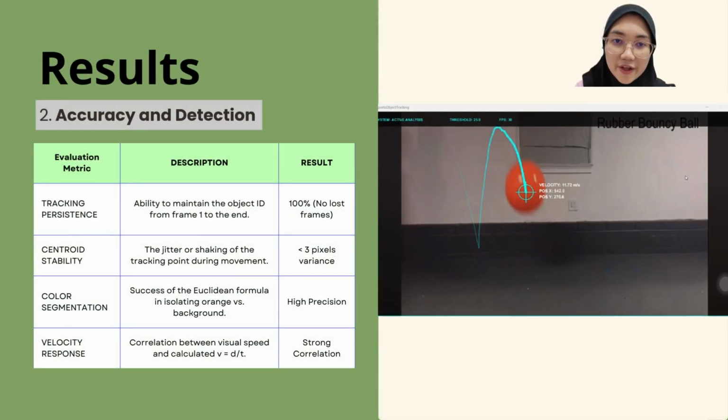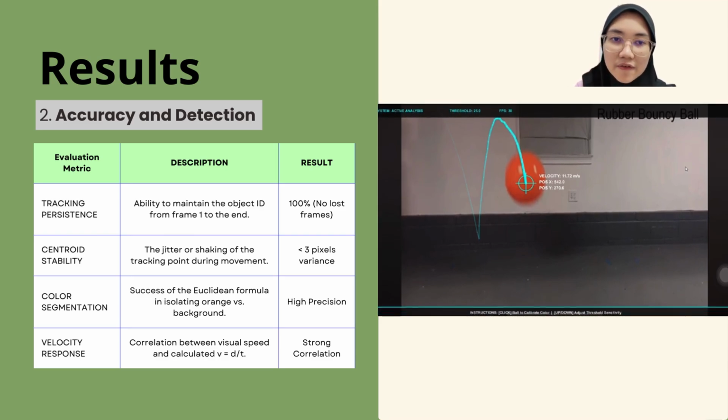Next, in terms of accuracy, the system achieved 100% tracking persistence throughout the orange ball's flight path. The Euclidean distance formula was highly effective because the orange color occupies a distinct region in the RGB spectrum, far from the neutral tones of the background. So our calibration phase provided a tight reference point to ensure the centroid remains stable with less than 3 pixels of jitter.